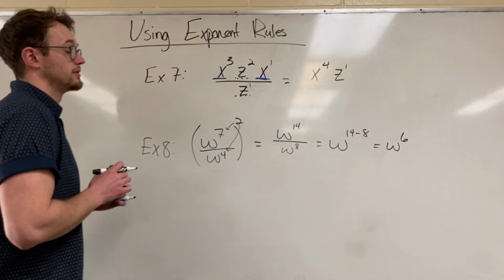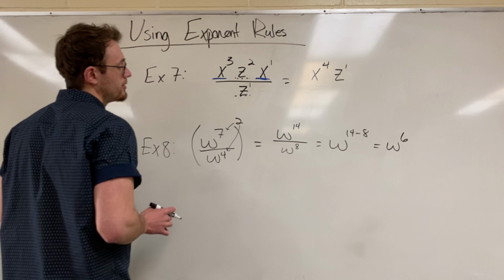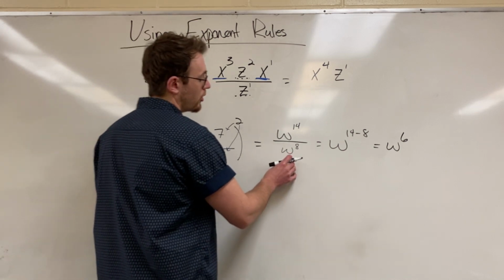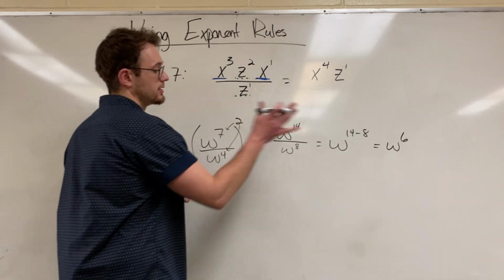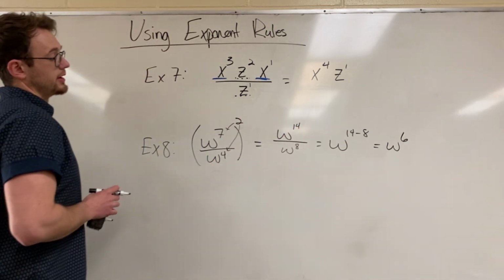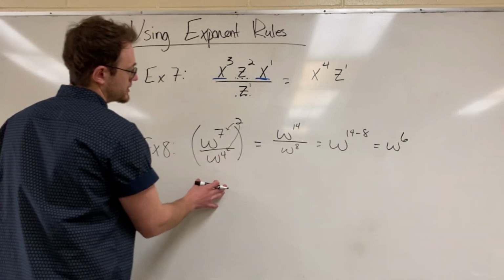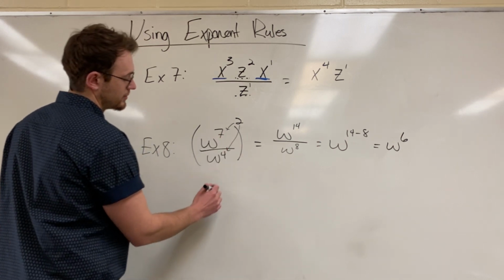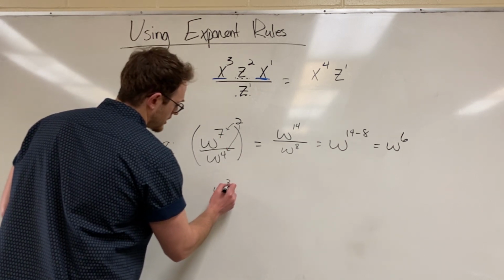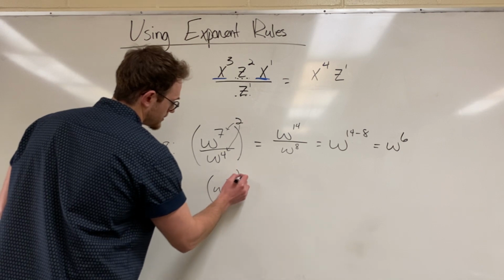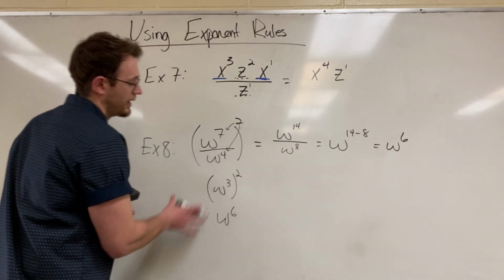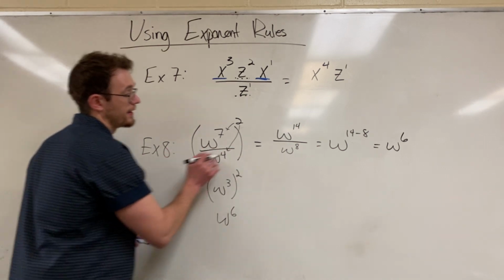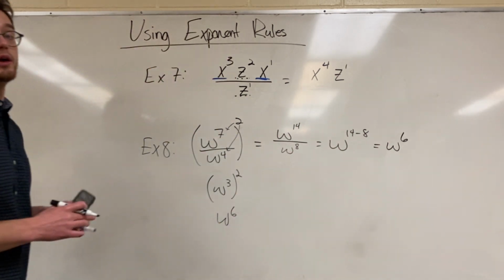All right. So we got our power to power rule, and then we do the quotient rule, or you could have done the quotient rule and then the power rule, doesn't matter. You'd still end up there. What I'm saying is I could do this first: what's 7 minus 4? Well, that would be W cubed, and then that's squared, and 2 times 3 is W to the 6th. That way gets me W to the 6th, that way gets me W to the 6th. It doesn't matter.